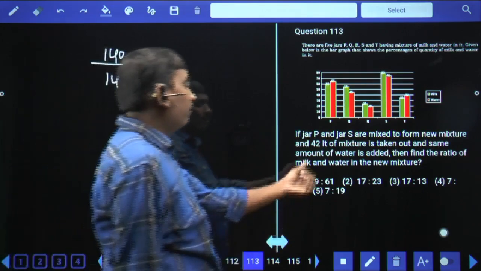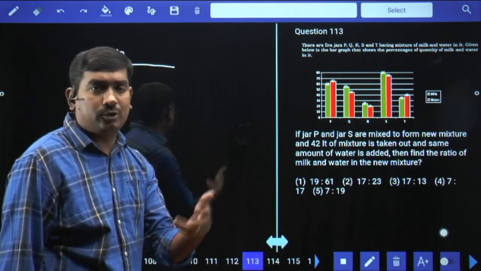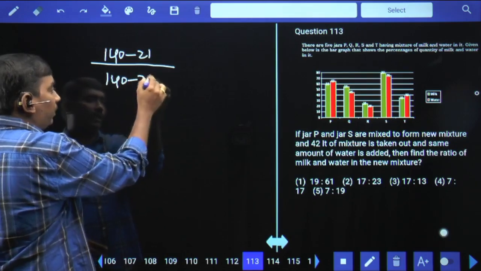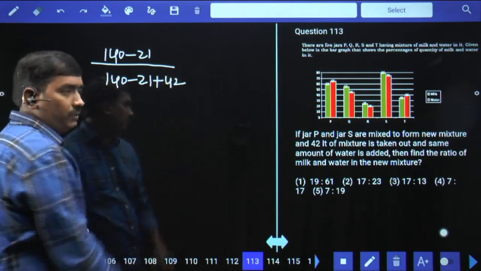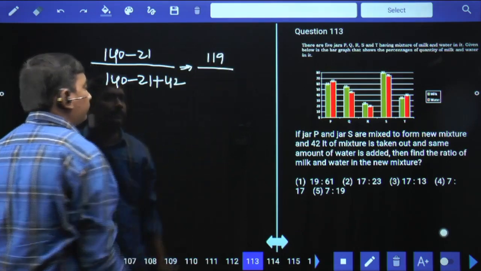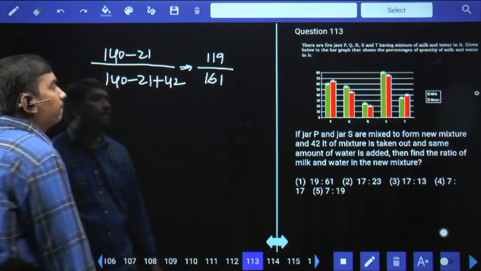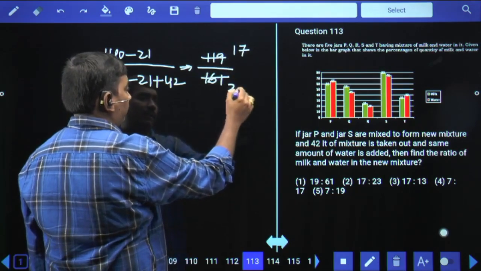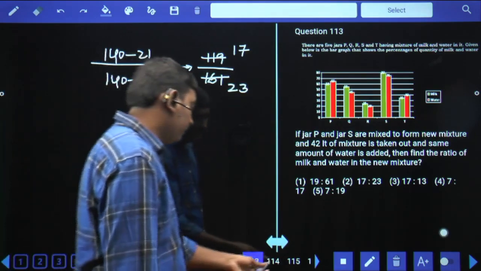1:1 ratio. 42 liters of the mixture is taken out, which means 42 liters were also taken in the ratio of 1:1. Half milk, half water, so 21 milk, 21 water. And it is replaced with the same amount of water, plus 42. Then what is the ratio between milk and water? 140 minus 21 means 119. 140 plus 21 means 161. 7 17s, 7 2s are 14, 7 3s are 21. 17 is to 23. Second option is your answer.